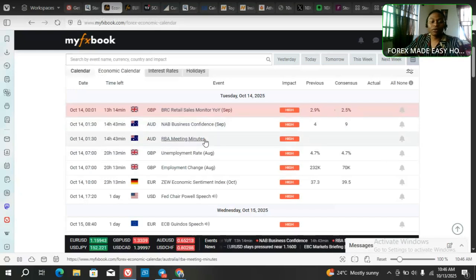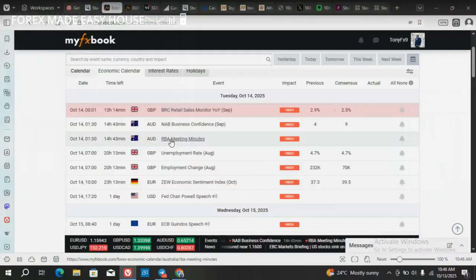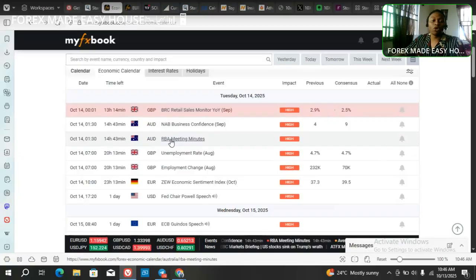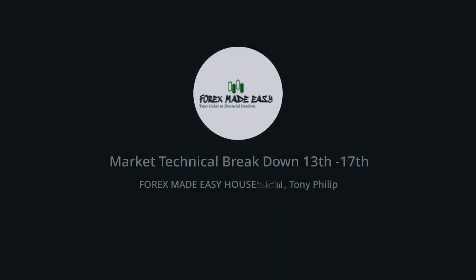Then we have the Reserve Bank of Australia meeting minutes. Okay, this is more like a meeting of the central bank committee. Okay, then early in the morning London session by 7 a.m. we have unemployment rate for Great Britain pound.